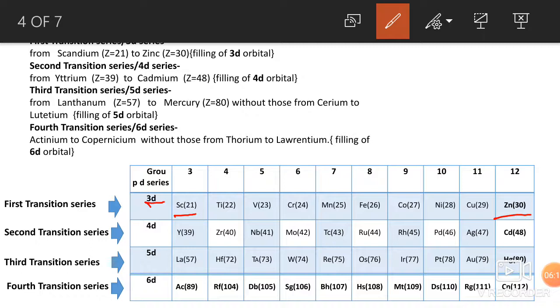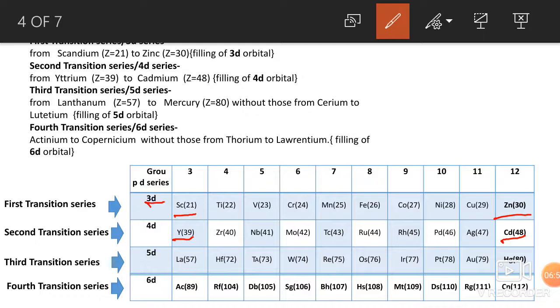Then next, second transition series. The second transition series starts with yttrium, which has atomic number 39, and it ends with cadmium, which has atomic number 48. The second transition series is also called the 4D series, because in all these elements, the fifth energy level is outermost, but the last electron enters the D subshell of the fourth energy level. Therefore, it is called the 4D series.